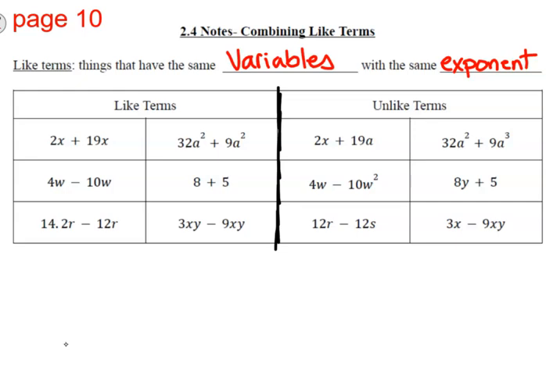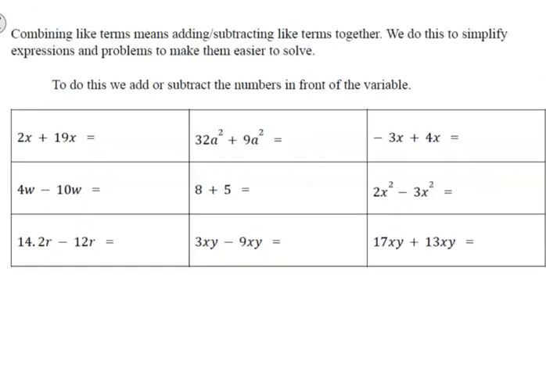So if we take this idea of having like terms, and I look at the chart below, it says combining like terms means adding or subtracting the like terms together. We do this to simplify expressions and problems to make them easier to solve. To do this, we add or subtract the numbers in front of the variable. So I'm not actually changing any of the letters, I'm just performing the operation to the numbers that are in front of my letters. So when I look at the first box and it says 2x plus 19x, I'm really just doing 2 plus 19 and getting 21x.